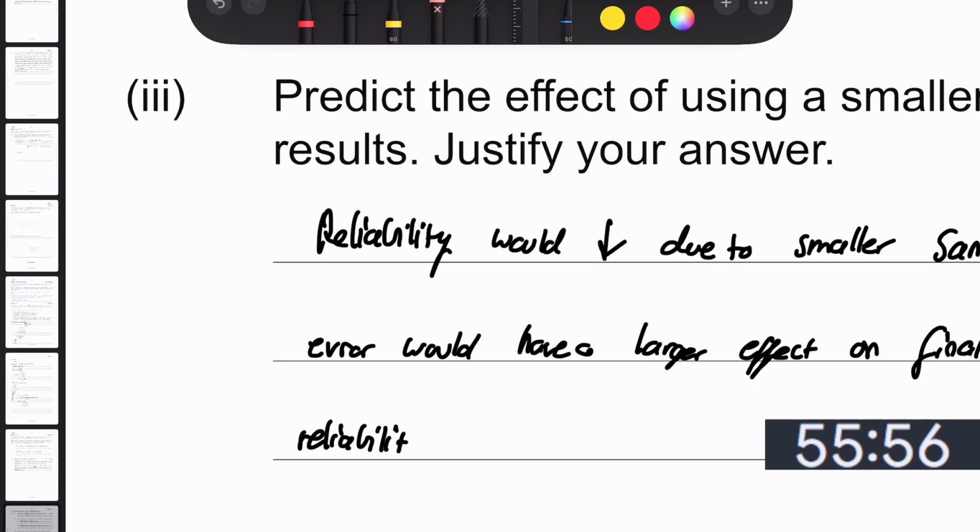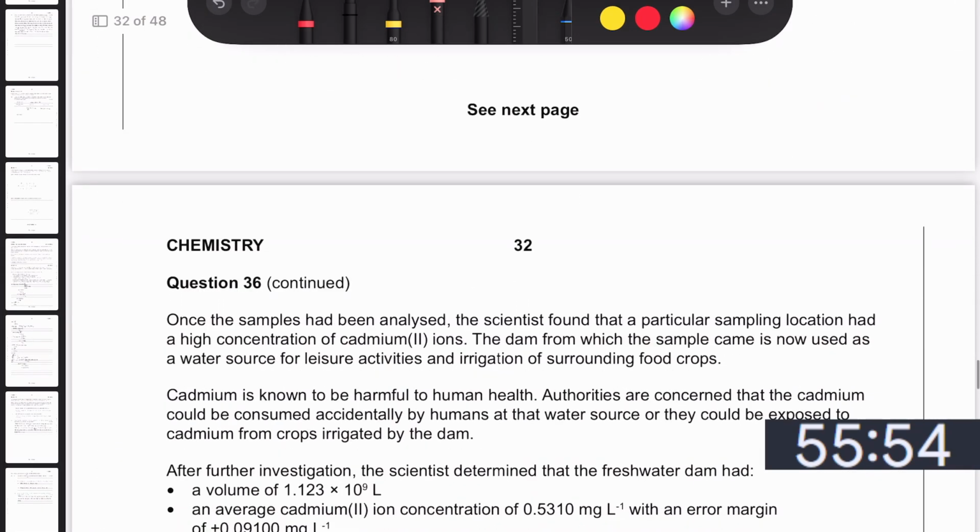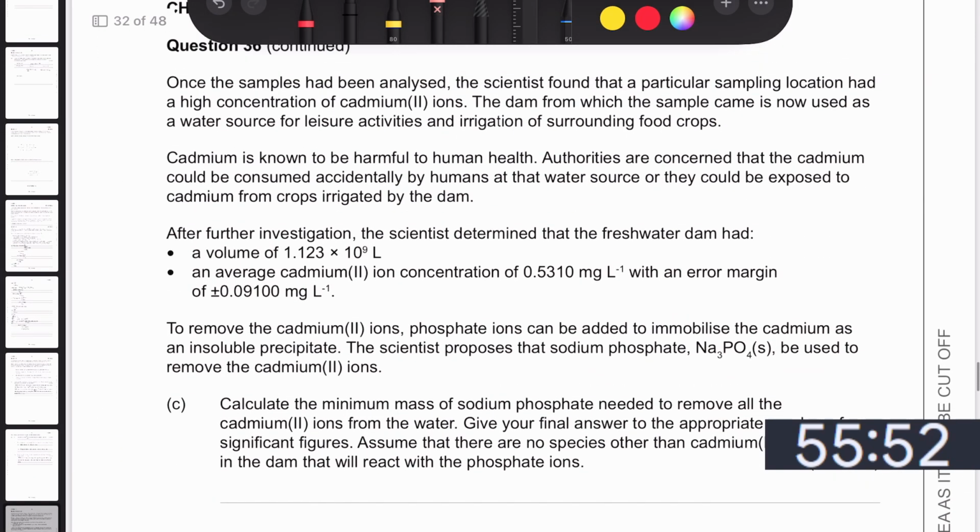Please tell me this is the end of all the scientific stuff. Yes! Oh, never mind. Once the samples had been analyzed, the scientists found that a particular sample location had a high concentration of cadmium-2 ions. The dam from which the sample came is now used as a water source for leisure activities and irrigation of surrounding food crops. Cadmium is known to be harmful to human health. Authorities are concerned that the cadmium could be consumed accidentally by humans at that water source, or that they could be exposed to cadmium from crops irrigated by it.